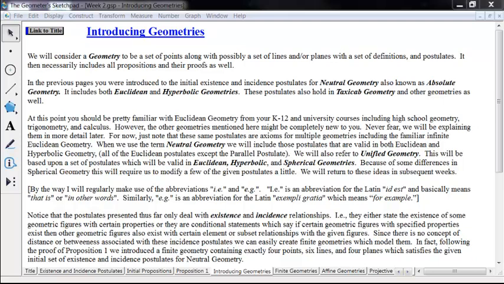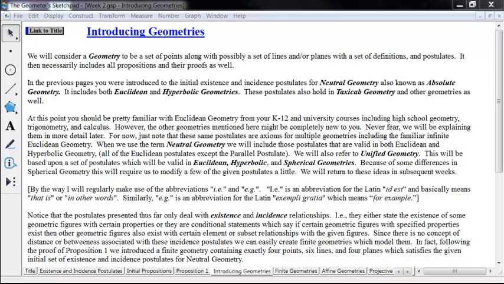In the previous pages, you were introduced to the initial existence and incidence postulates for what we call neutral geometry, sometimes also known as absolute geometry. It includes both Euclidean and hyperbolic geometries. These postulates and definitions have been carefully chosen and ordered, as well as the propositions, so that we can develop both of these geometries simultaneously. The postulates that we have so far also hold in a geometry called taxicab geometry. So for the moment, the postulates work for all three of these geometries.